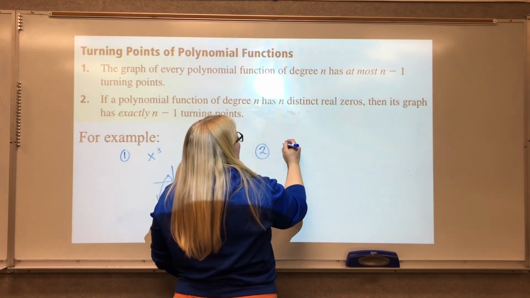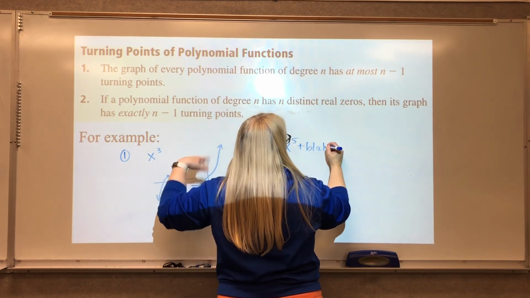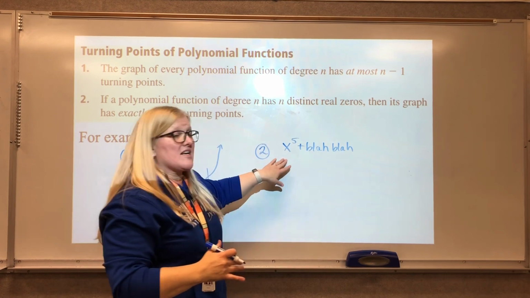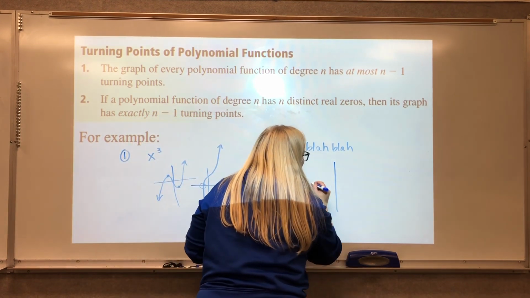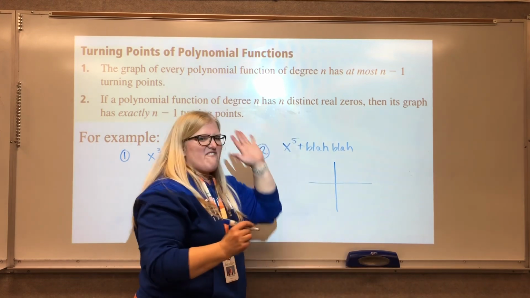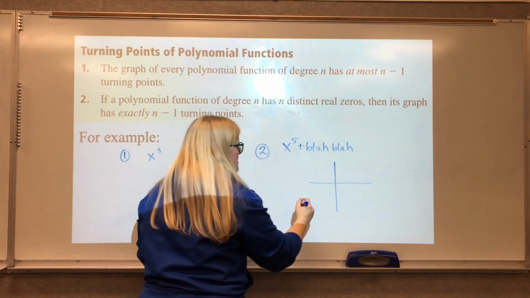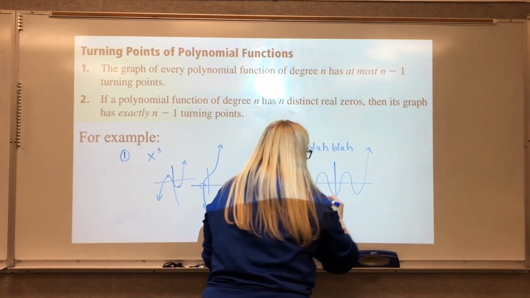Say we've got x to the fifth plus, I don't know, blah, blah, okay? It could be this big long thing, but it's still x to the fifth something. All right, so it's got 5 real roots. It's got to cross the x-axis 5 times. 1, 2, 3, 4, 5.